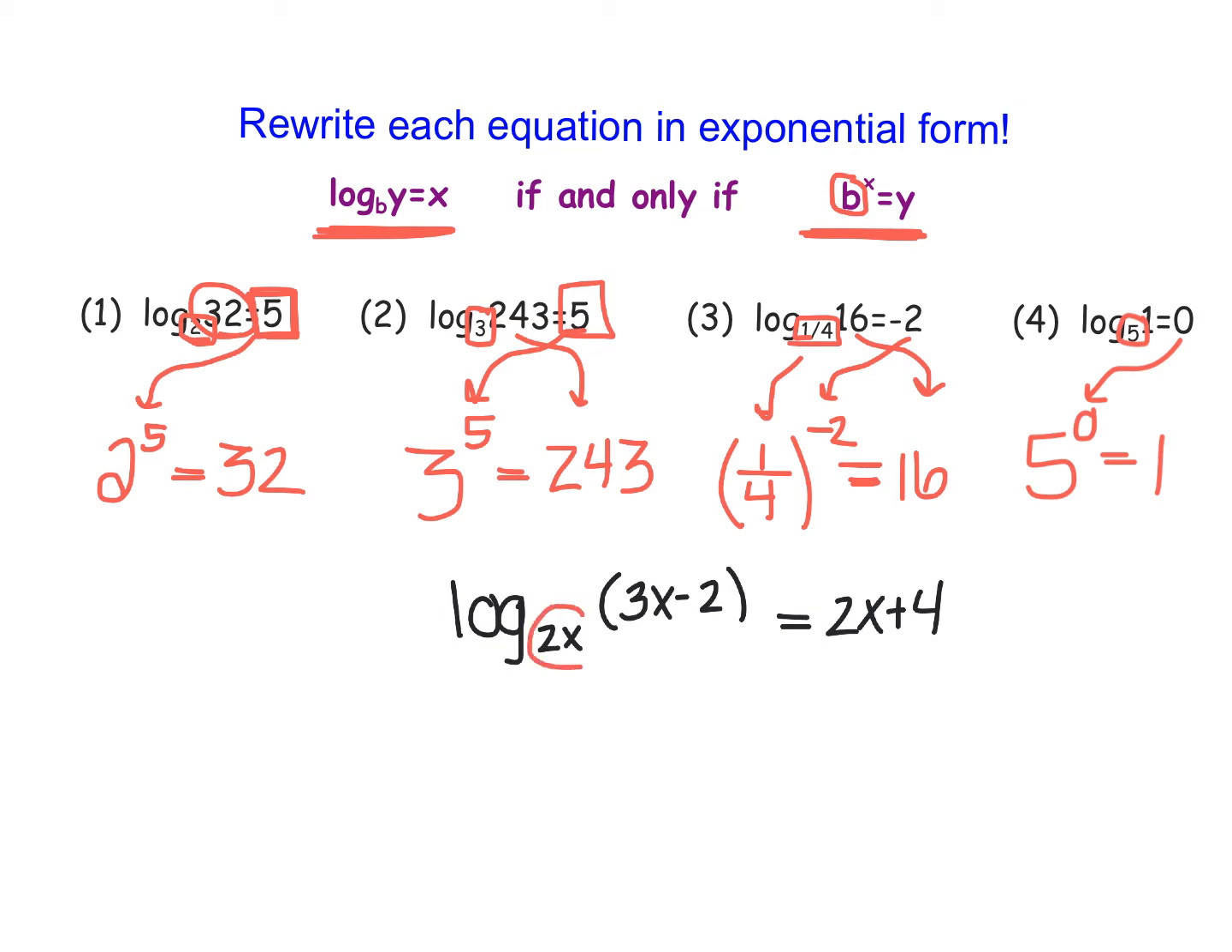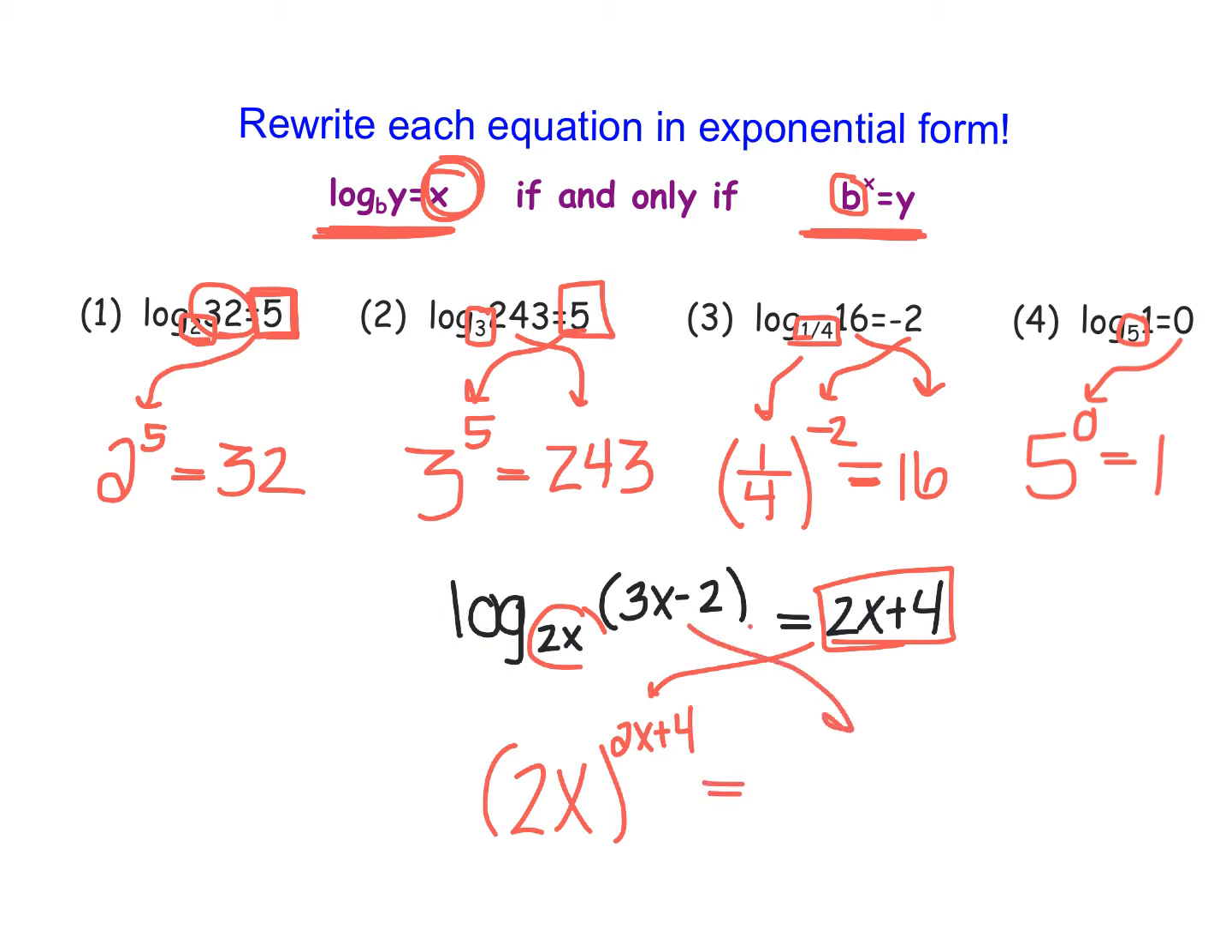Your base of your log becomes your base of your exponent, which would be 2x. That's our base. And then our x value over here, which is the entire thing, notice it's whatever the log is equal to, would become our exponent. So that becomes 2x plus 4 is equal to whatever our y value is, which is what's inside of this entire log here, of 3x minus 2.